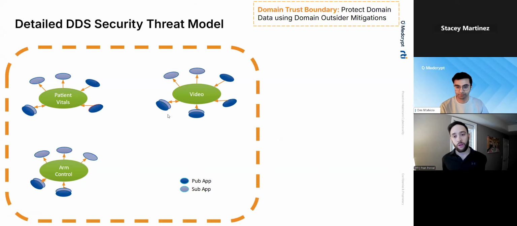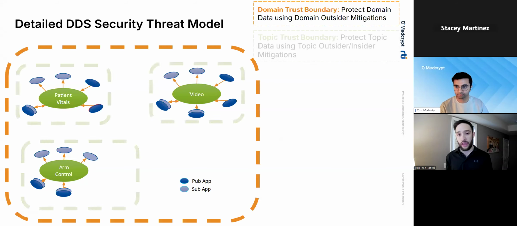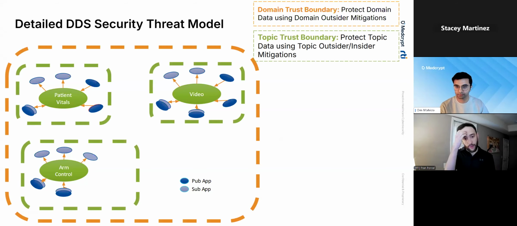Now, let's introduce a couple of concepts. We have different boundaries in the system. This is going to be our domain trust boundary, and it's going to protect the data within this domain thanks to domain outsider mitigations. And we also have topic trust boundaries, and these are more specific to each topic. These are going to help protect topic data using outsider mitigations and insider mitigations.